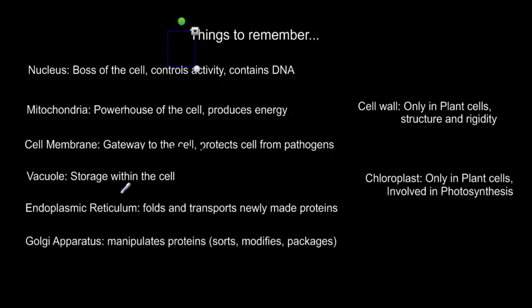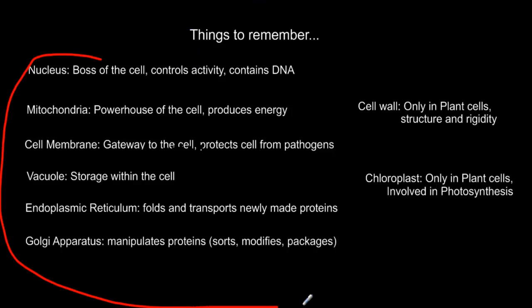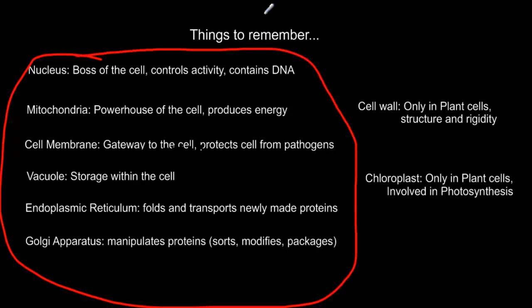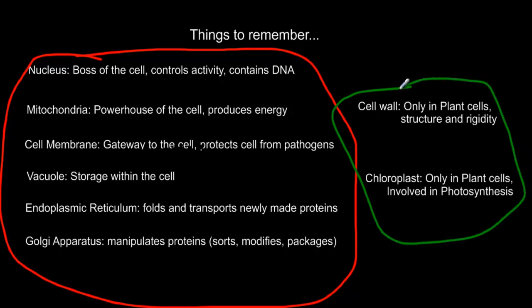Vacuole, that's storage within the cell, and it can also take part in transport. Endoplasmic reticulum, that folds and transports integrated proteins, while the Golgi apparatus manipulates those newly made proteins, so it can sort, modify, package. Now, all of those organelles are found in both plant and animal cells, whereas these two organelles here, the cell wall and the chloroplast, are only found in plant cells.